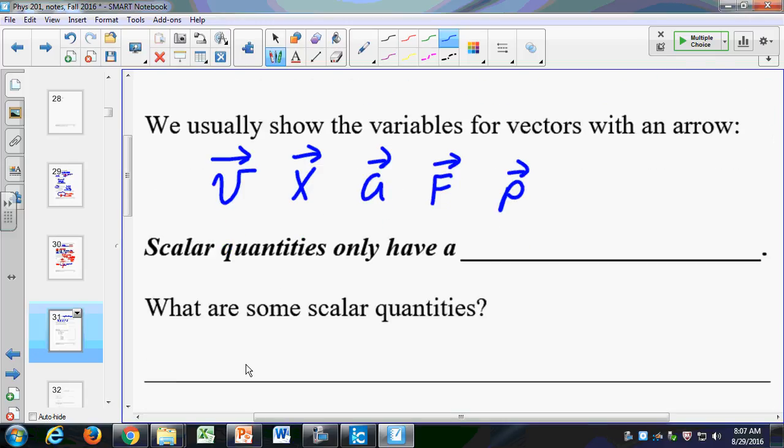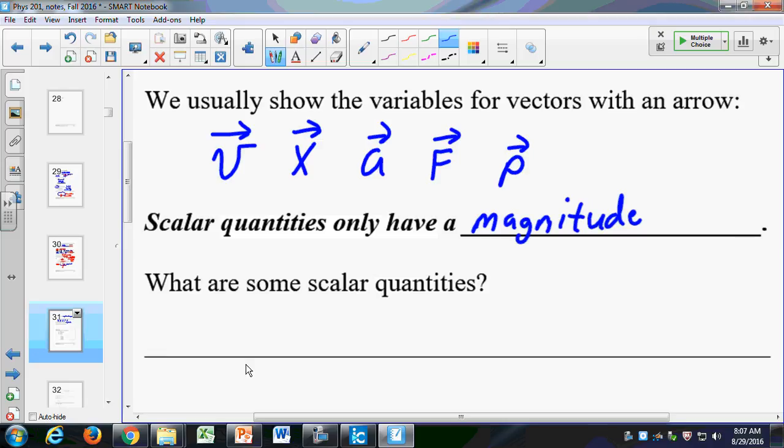Scalar quantities only have a magnitude. So vectors have both magnitude and direction. Scalar quantities only have magnitude. What are some examples of scalar quantities? These are measurements that you make that have no direction attached to them. Mass is a scalar quantity. Temperature is a scalar quantity. Okay, speed is a scalar quantity. We'll talk about that. Speed is different from velocity. Speed is like what you read on your speedometer. It only measures the magnitude. The distance, right, that's different from displacement. Distance and displacement are different.